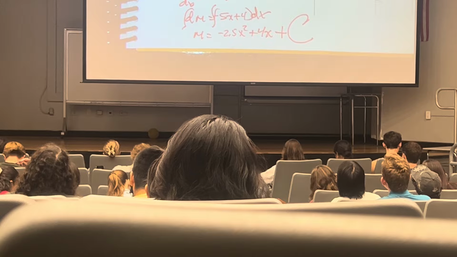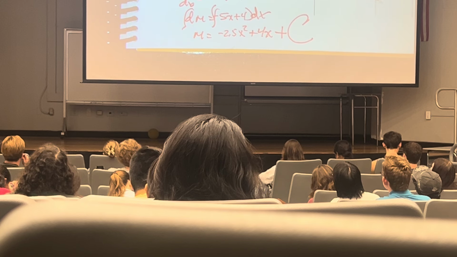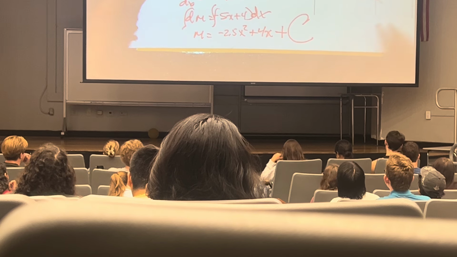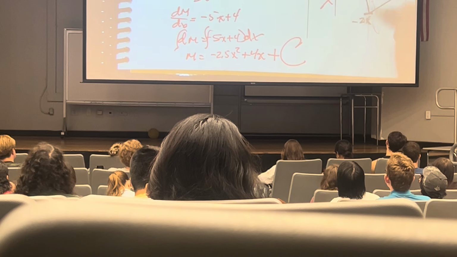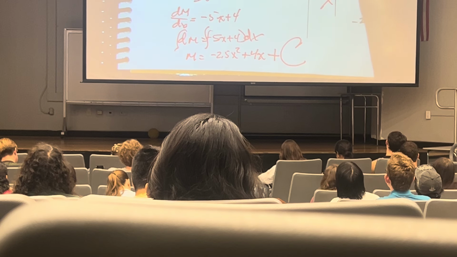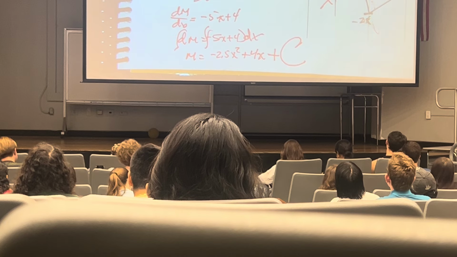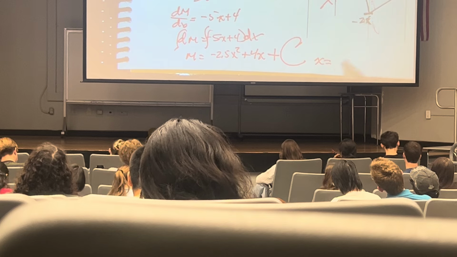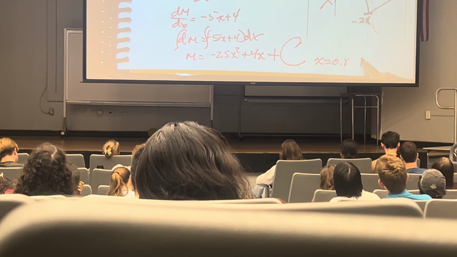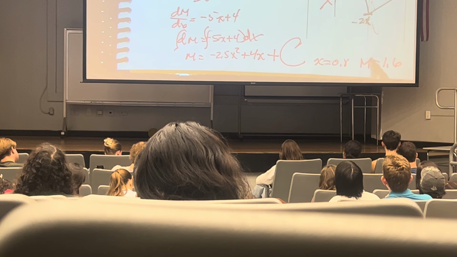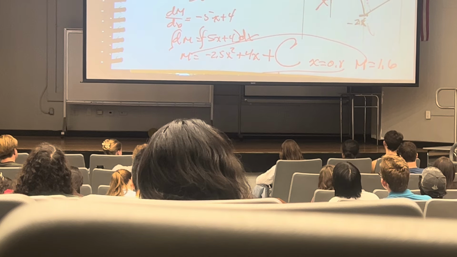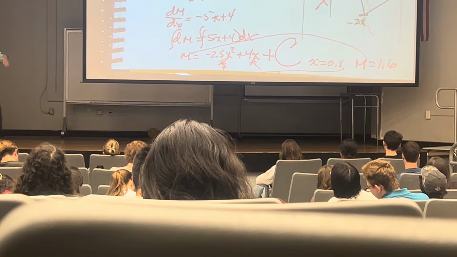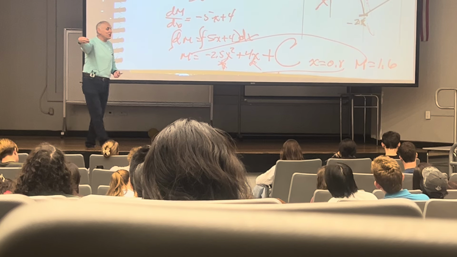Now I have to evaluate that c. Well, where did this curve originate? At 0, or it originated here at 0.8 and 1.6. So at x equals 0.8, M is equal to 1.6. Plug that into here and here, and you'll find c. Once you find c, set it equal to 0.